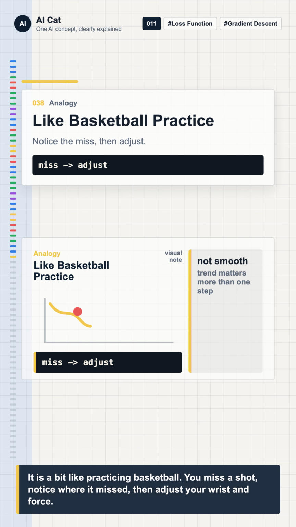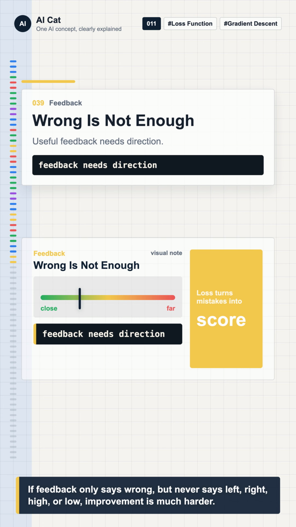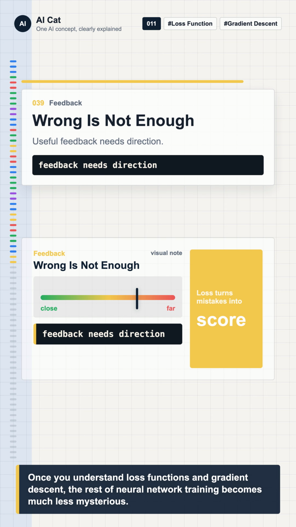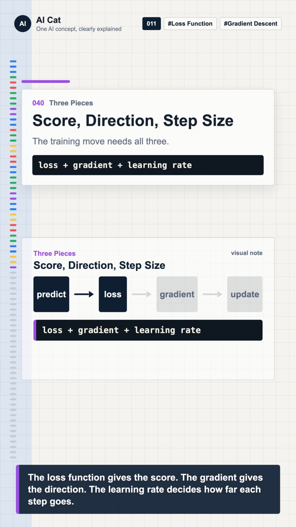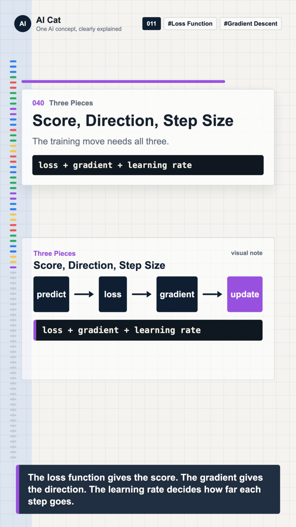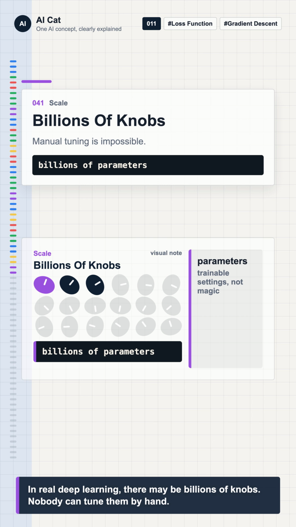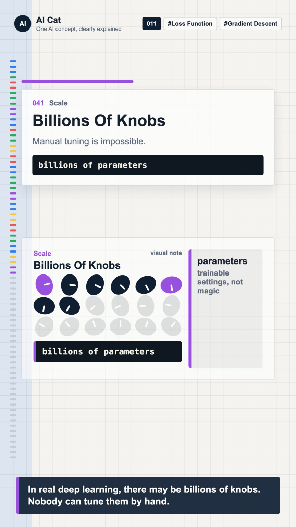It is a bit like practicing basketball. You miss a shot, notice where it missed, then adjust your wrist and force. If feedback only says wrong but never says left, right, high or low, improvement is much harder. The loss function gives the score. The gradient gives the direction. The learning rate decides how far each step goes. In real deep learning, there may be billions of knobs.